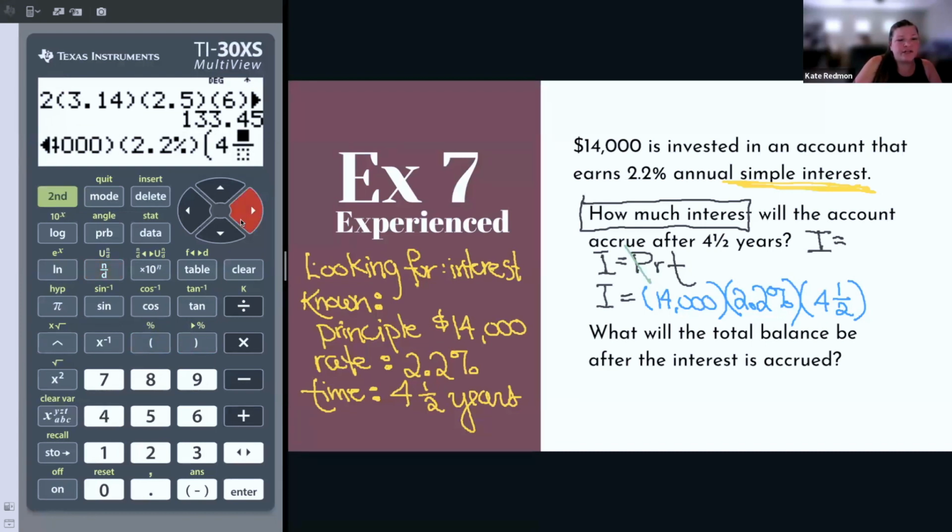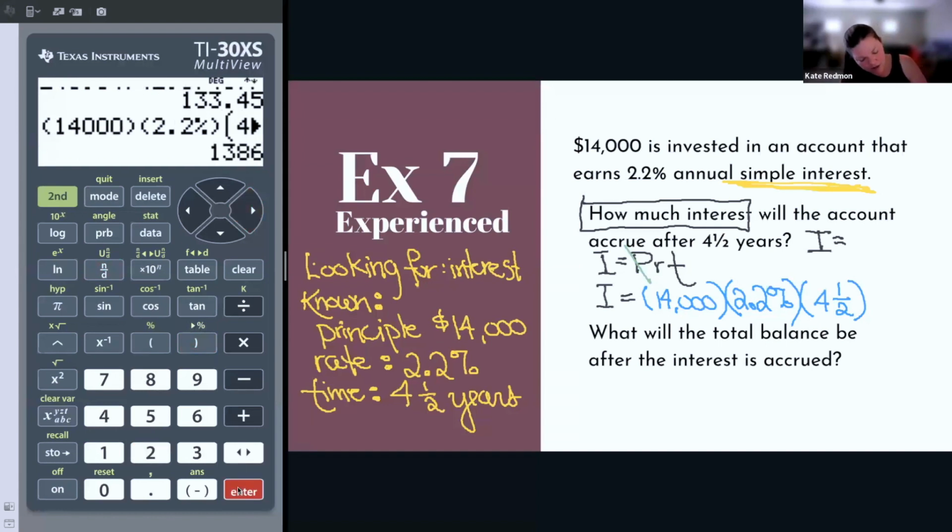So I'll use n over d, 4.5. Arrow out, close my parentheses, and bingo. My interest is going to be $1,386. Let's take a look at the second question.